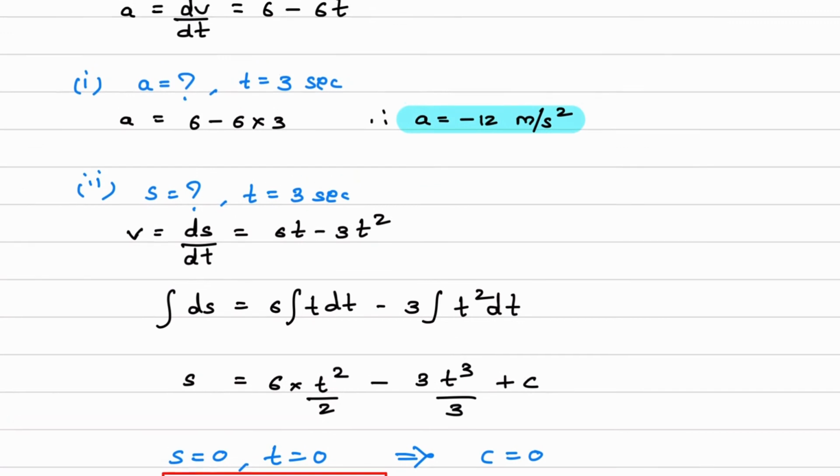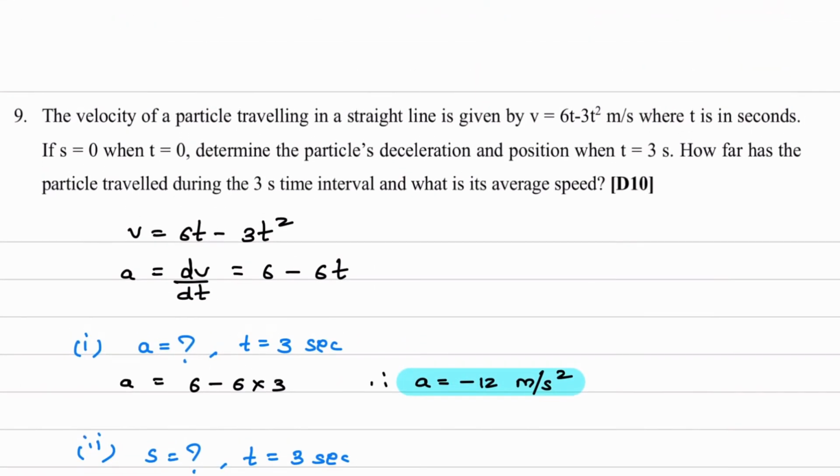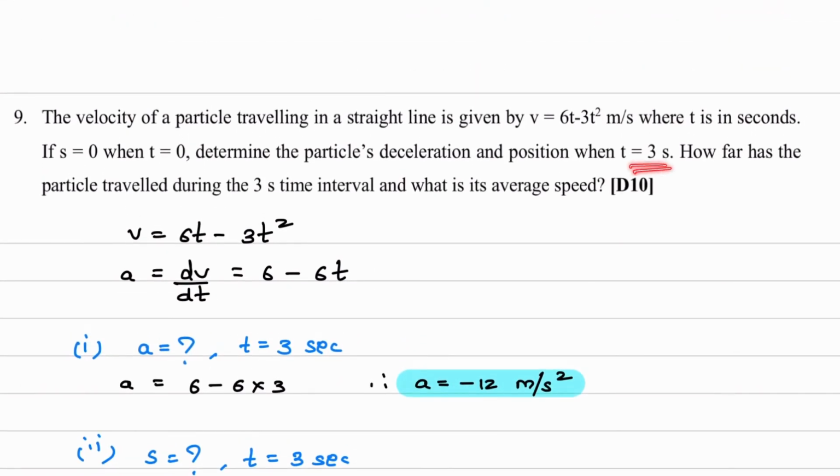So what is the meaning of this? When time is 3 seconds, S value is what? 0. Okay.